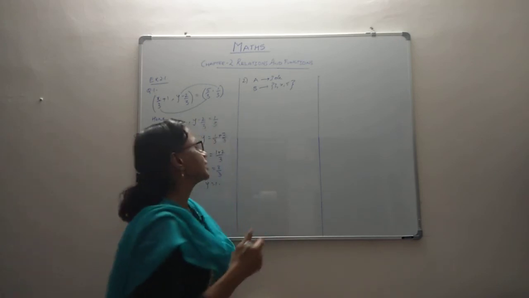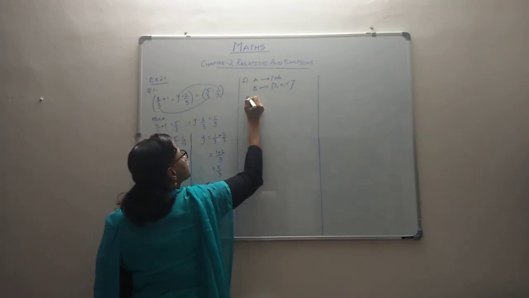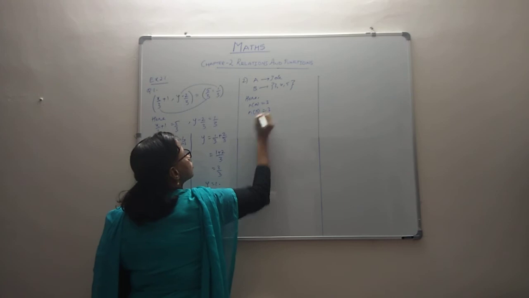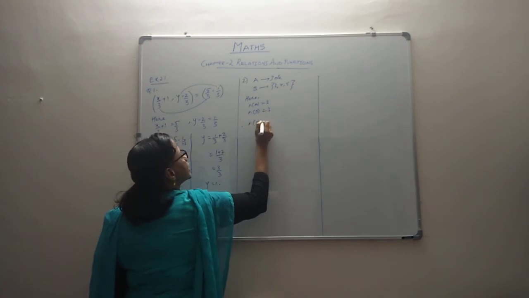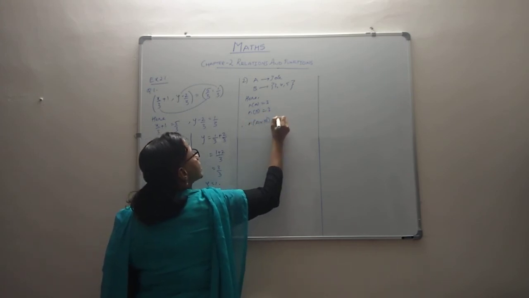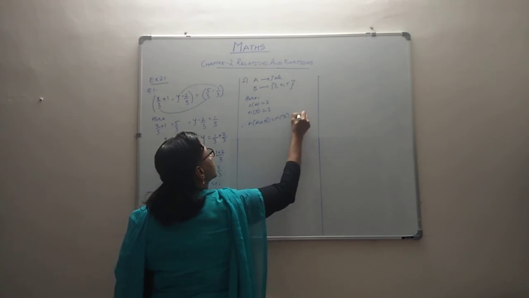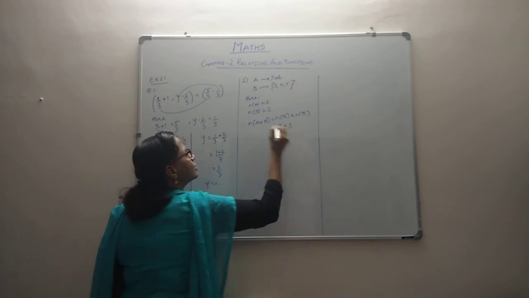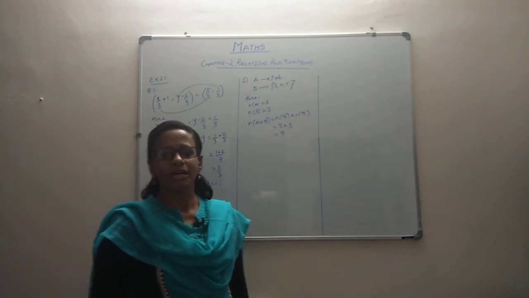So that's quite easy. Now if you want, you can specify here that the number of elements in A is 3 and the number of elements in B is also 3. Therefore, the number of elements in A cross B, the Cartesian product, is n of A into n of B, and that will come to 3 into 3, which is 9. So the number of elements in the Cartesian product comes to 9.